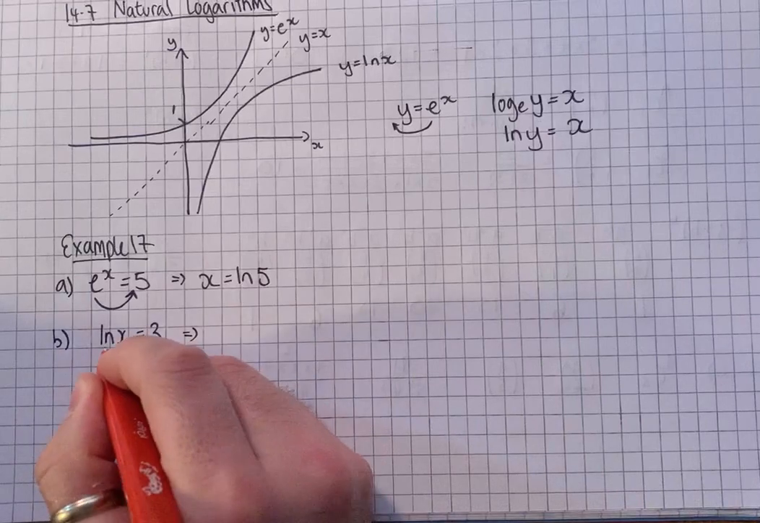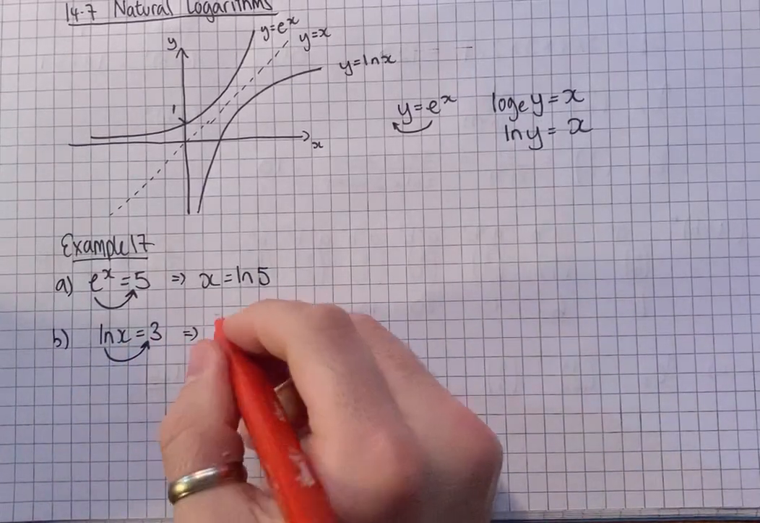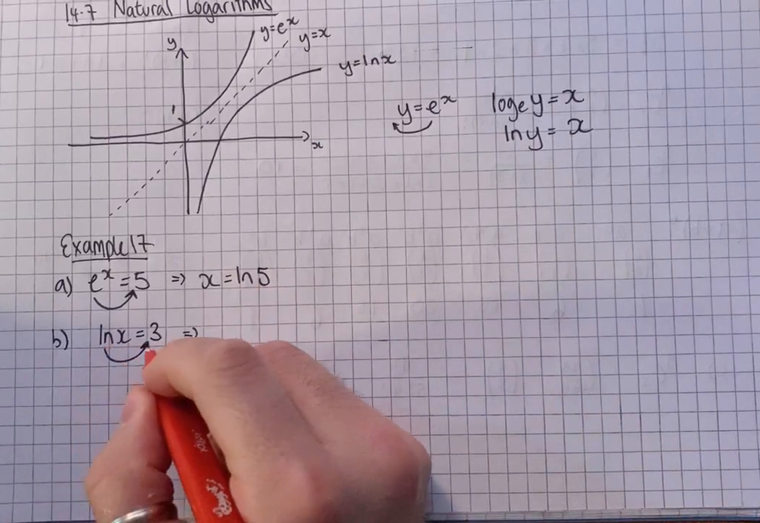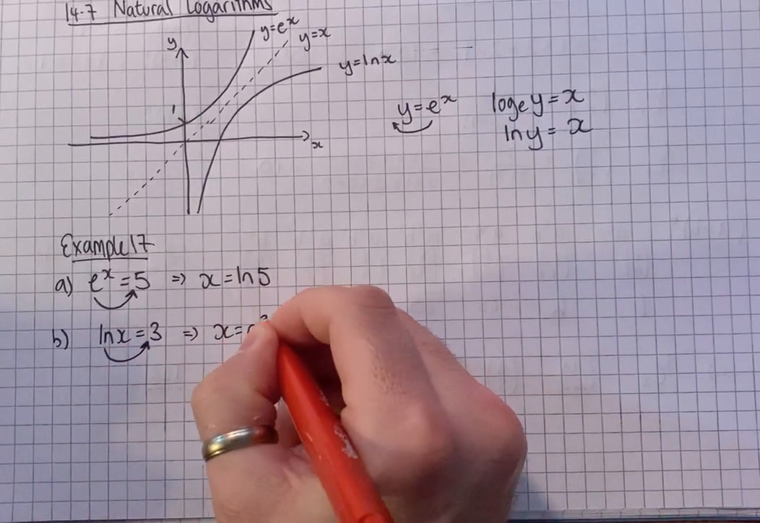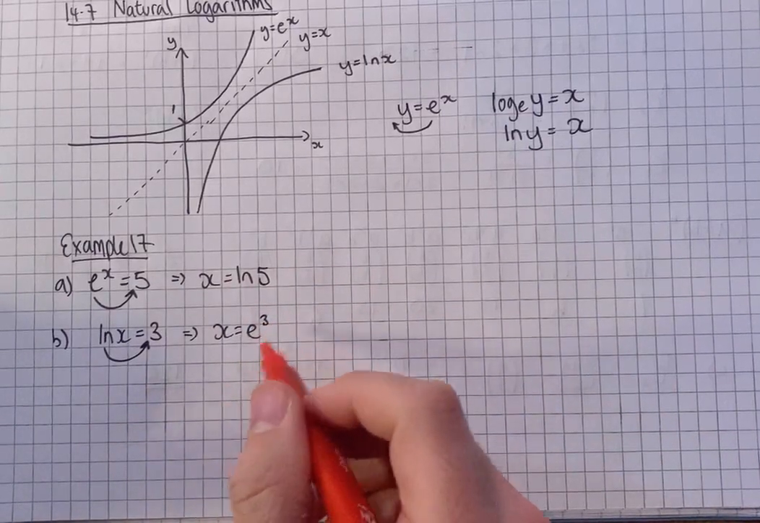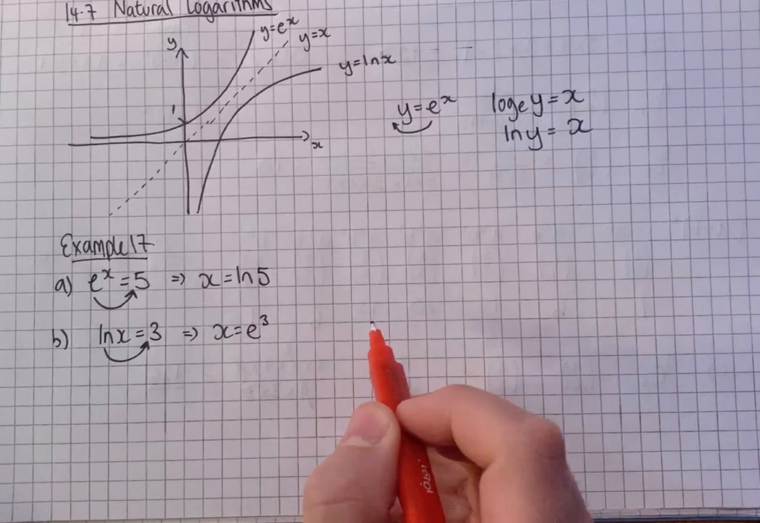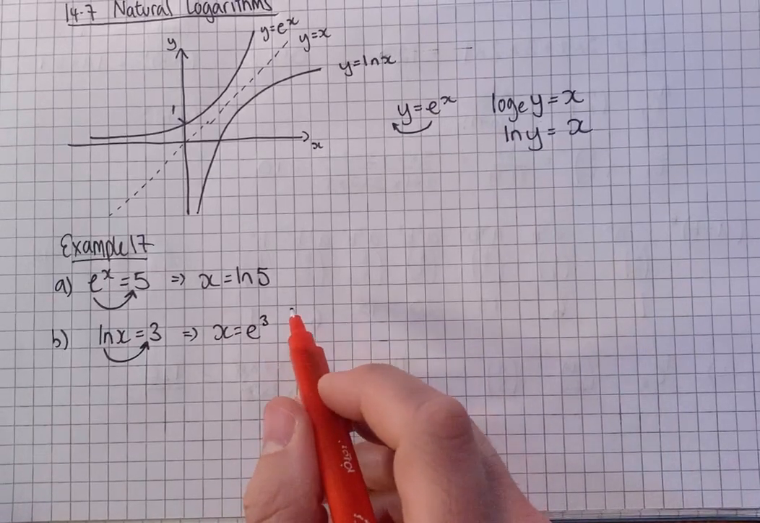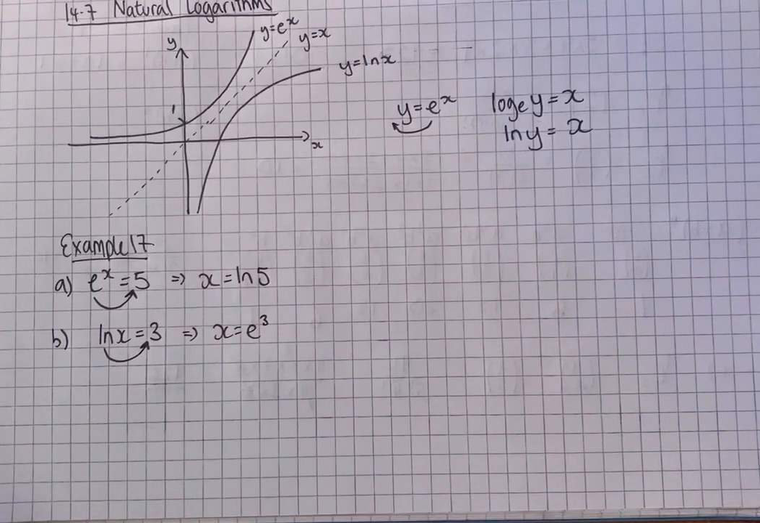B, ln x equals 3. So in this one, ln moves over, log to the base e, and becomes e to the power of on the other side. ln moves over and becomes e. Now, that might seem weird and abstract. What it actually means is 2.718281828 to the power of 3. So it's just going to be a number, but that's the exact value.